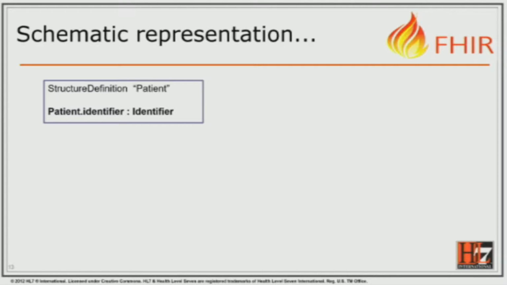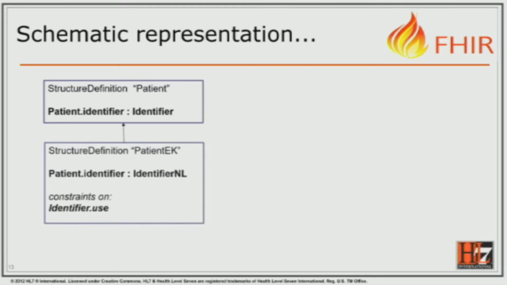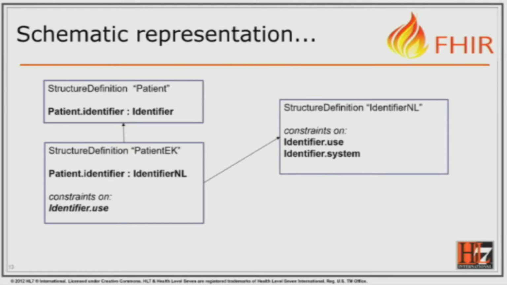So here is the structure definition patient, which has patient.identifier. And I have created a new structure definition called patient EK, my initials, my patient. It says 2 things. Both, I'm changing patient.identifier to not the core identifier definition, but the Dutch identifier definition. And I'm adding constraints on identifier.use. And of course, who knows what identifier NL is doing? Maybe it also has constraints on use and identifier.system.